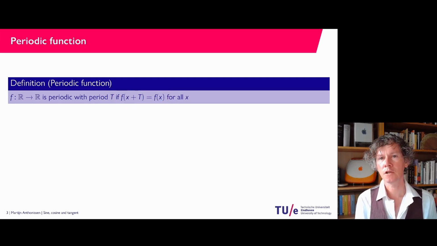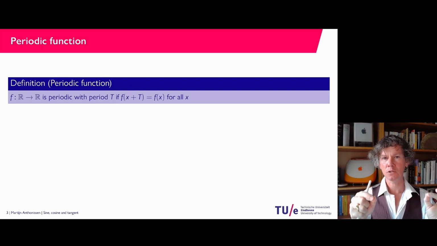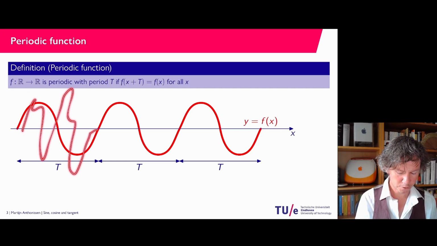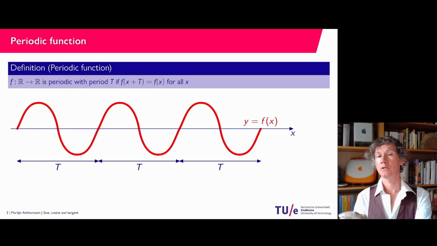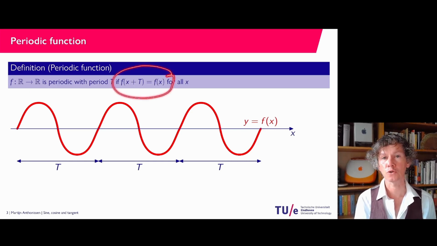So what does that mean? It means that from 0 to capital T, the function can have any value, but then it repeats itself. So if you would graph such a function from 0 up to capital T, well, I plotted something that is a little bit sine-like. You can plot anything on this interval, but then it should start repeating itself. So we have this property. If you go capital T further on the horizontal axis, the function is identical to what we had before.